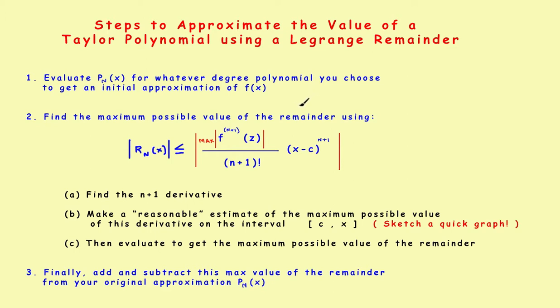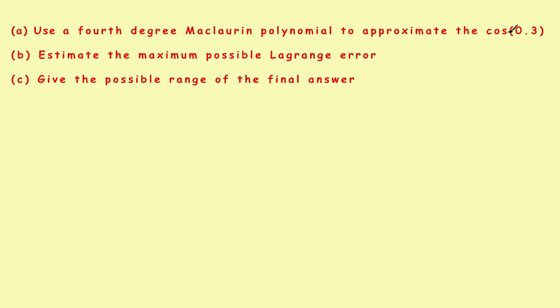Now, in the last video, we didn't solve a specific problem, just went through where the rule came from. But in this video, let's actually go ahead and solve our first one, and the first problem is going to look like this. We'll work with a trig problem, and suppose it read like this. Use a 4th degree Maclaurin polynomial to approximate the cosine of 0.3. And then a couple of other parts: we want to estimate the maximum possible error using the Lagrange form of the remainder. And then finally, we want to give a range of possible values for the final answer.